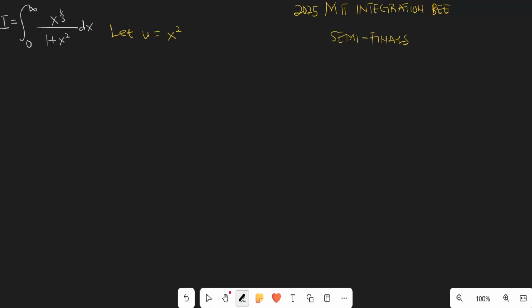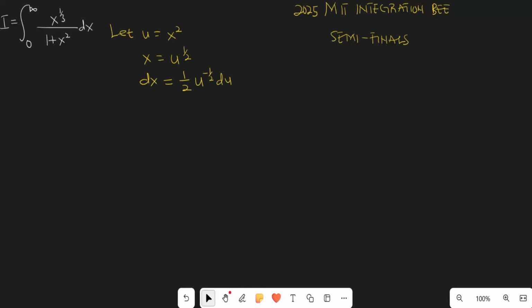If u is equal to x squared, then we have x equal to u raised to the power 1/2, by taking the square root on both sides. Here the limits will not actually change. When x is equal to 0, u is going to be 0. When x is equal to infinity, u is going to be infinity. So we can find an expression for dx, which is 1/2 u raised to the power negative 1/2 du.